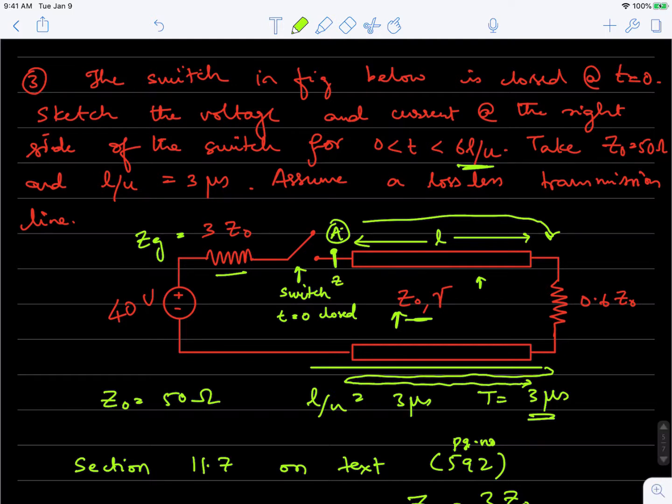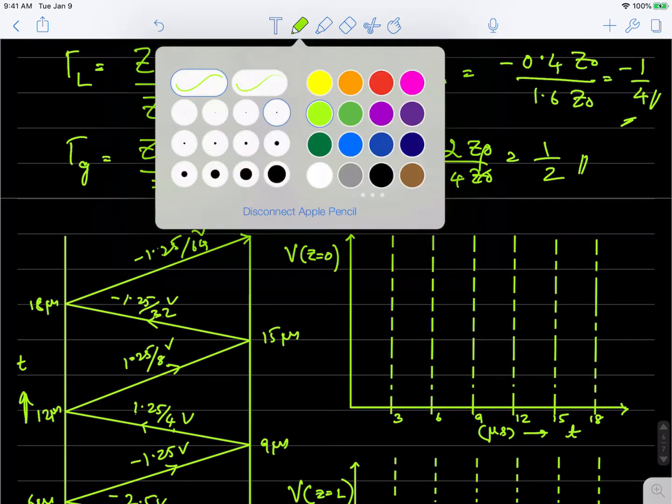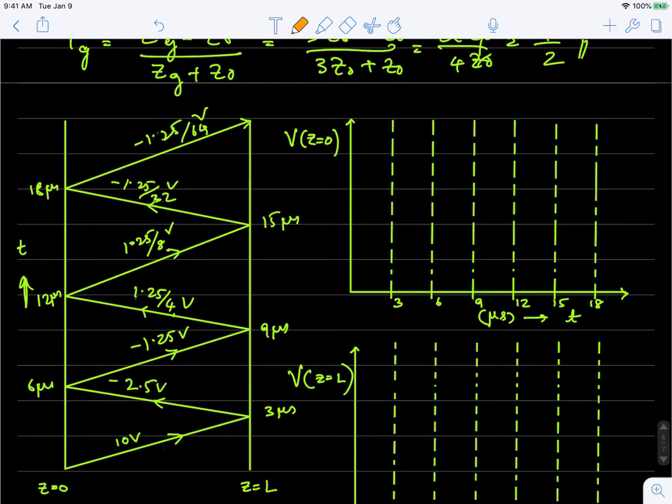So if this is Z equals 0 and this is Z equals L, we have to find the voltage at Z equals 0. So let's go ahead and do that. What happens here? We have to find the voltage at Z equals 0. Now at Z equals 0, the voltage is 10 volts.